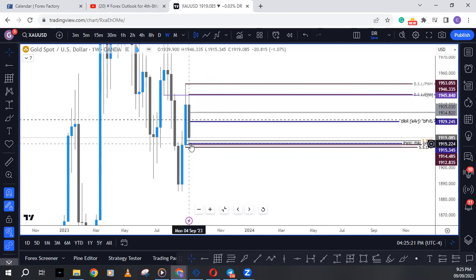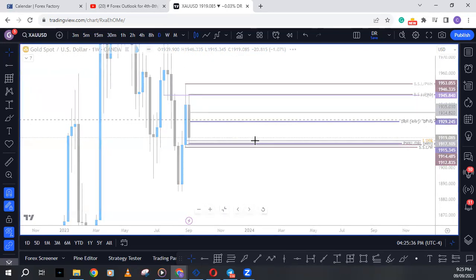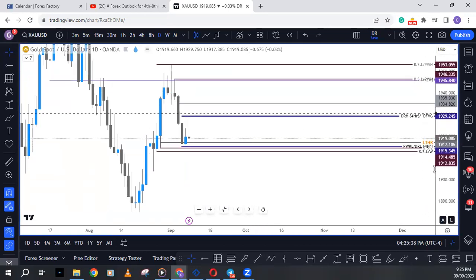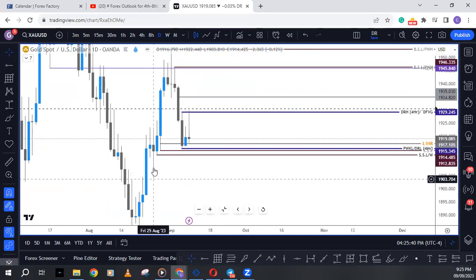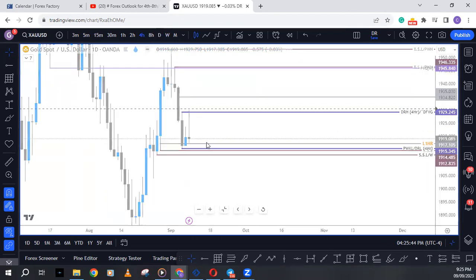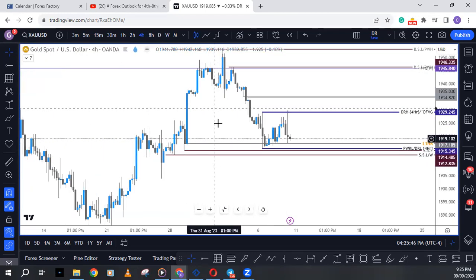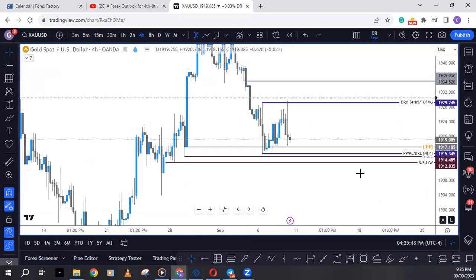Weekly has closed what you might call a dark cloud cover as a bearish pattern. You can see that this bearish candle closed more than 3/4 of the previous bullish candle. If we go into the daily, price is sitting within this bullish order block. But if we go into the 4-hour time frame, you can basically see that this is tilting to the downside. This order block has not been broken yet.